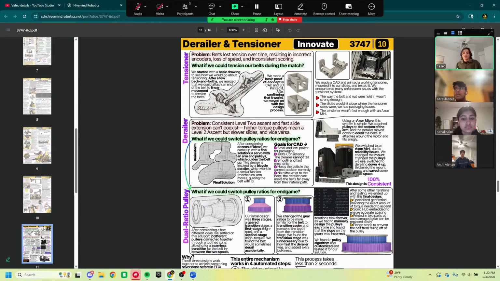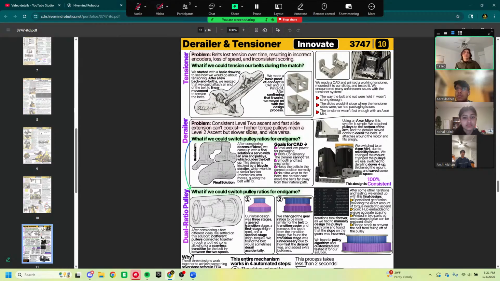And then we show the problems that happened within our designs and talk about, okay, this was a problem that we had to solve, and this is how we solved it. Another thing is goals for CAD. I think a lot of teams will throw something together with their robot, and it's really good in the portfolio to be very intentional with why you did your design and what your goal was for the design, right?